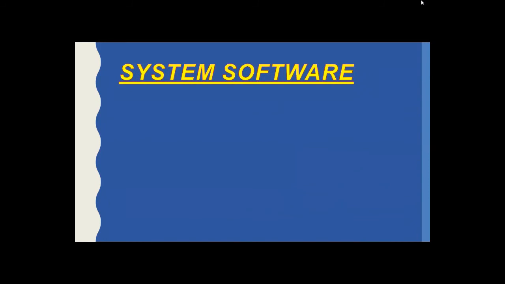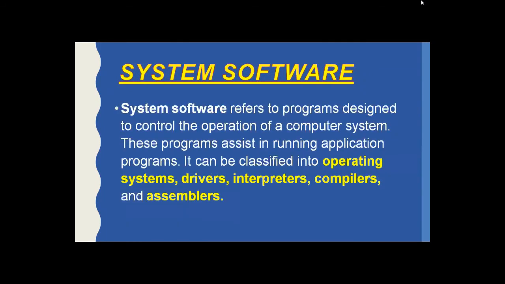The first one is system software. What is system software? System software refers to programs designed to control the operation of a computer system. What does it mean? Simply it means that system software is basically a program, and this program is designed to control the operation of the computer system. It controls the programs, it controls the operation of the computer system.